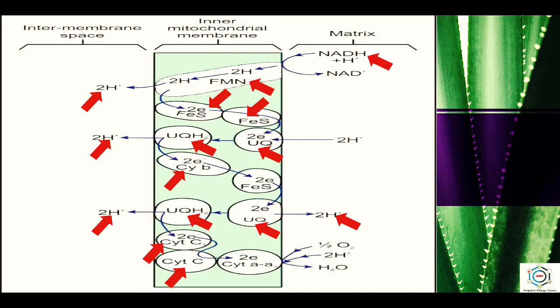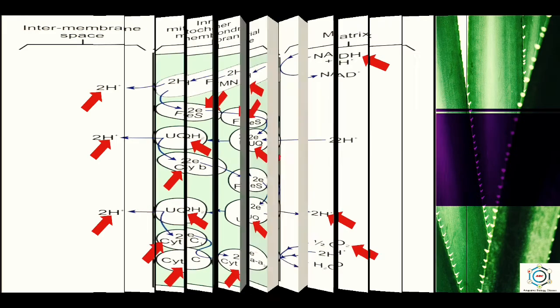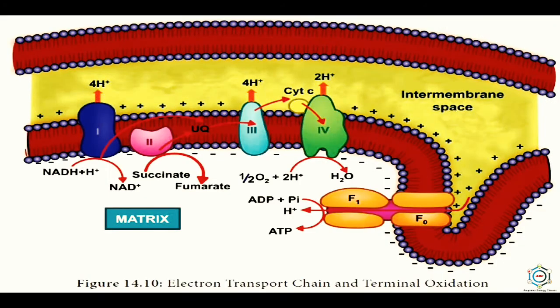Finally, the electrons from cytochrome C are transferred via cytochrome A and cytochrome A3, that is cytochrome oxidase complex, to oxygen. This step is also known as terminal oxidation, which is catalyzed by enzyme cytochrome oxidase. The enzyme catalyzes reduction of oxygen to water by transferring electron from cytochrome A3 and 2 hydrogen from the medium in the following manner: 2 cytochrome plus half oxygen plus 2 hydrogen converted to H2O plus 2 cytochrome.